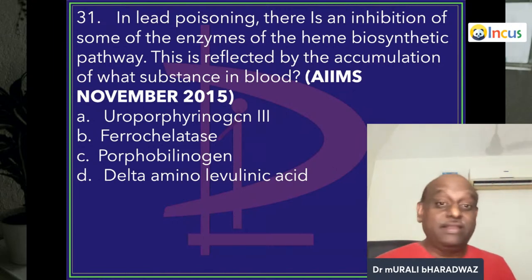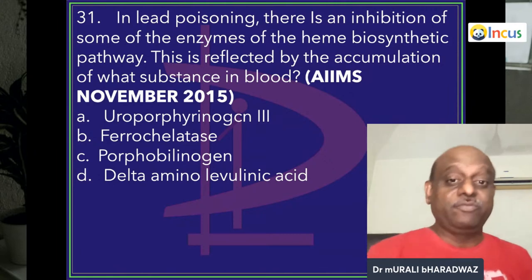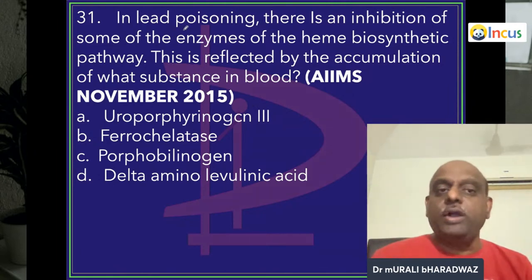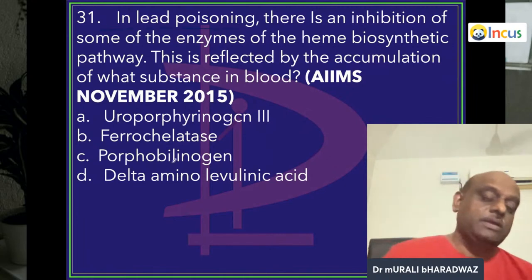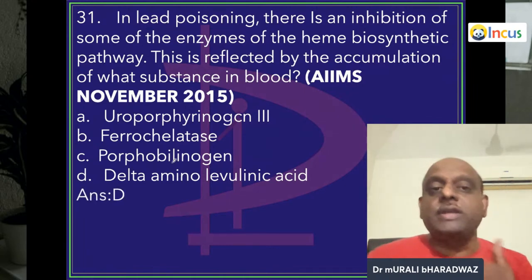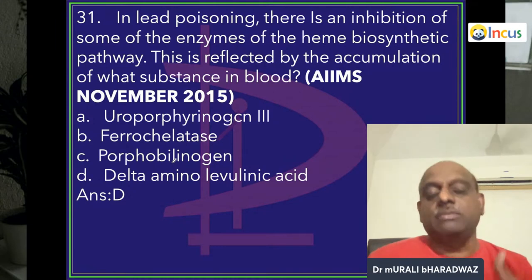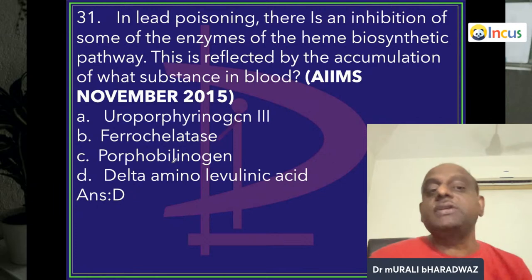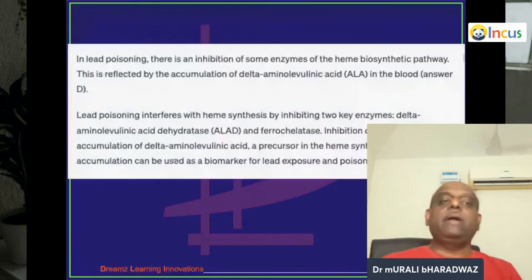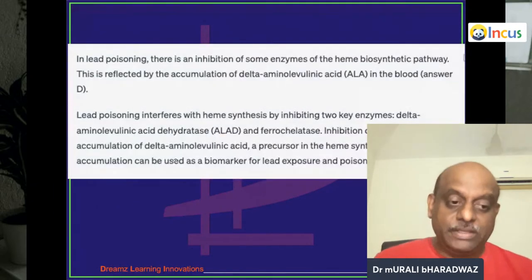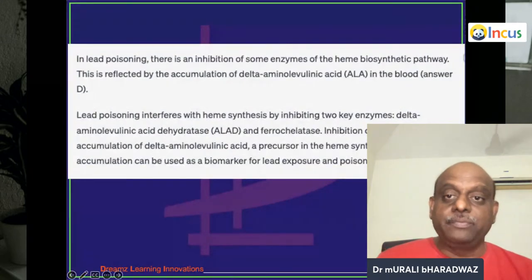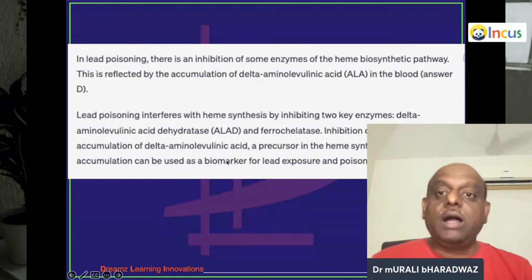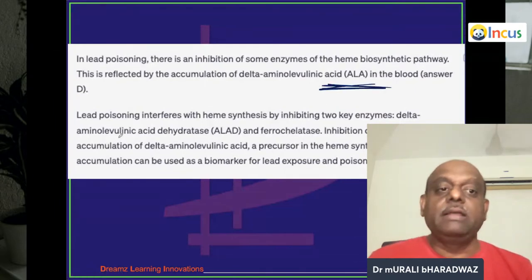So that's the reason, be careful, be conscious whenever you are preparing, right? So doctor, in lead poisoning there is an inhibition of which important enzyme, I mean, different enzymes in heme synthesis. Then what substance gets accumulated? Delta aminolevulinic acid. So in lead poisoning, there is an accumulation of ALA in the blood.